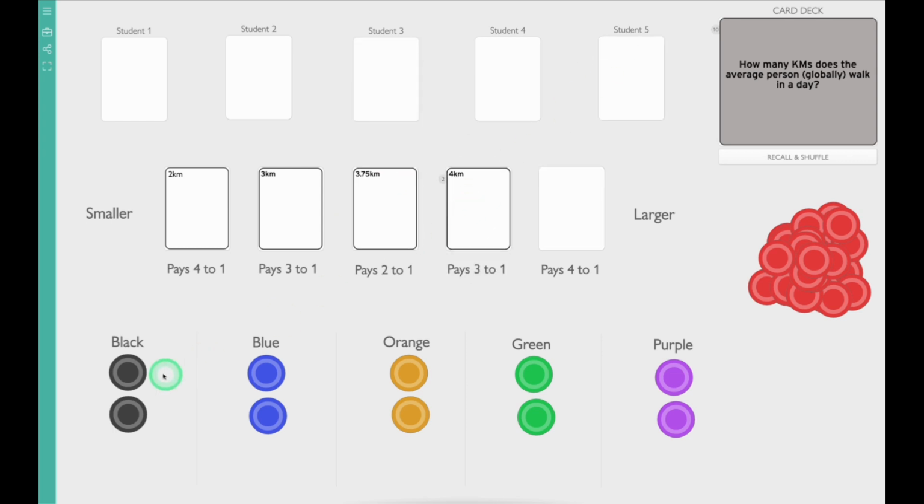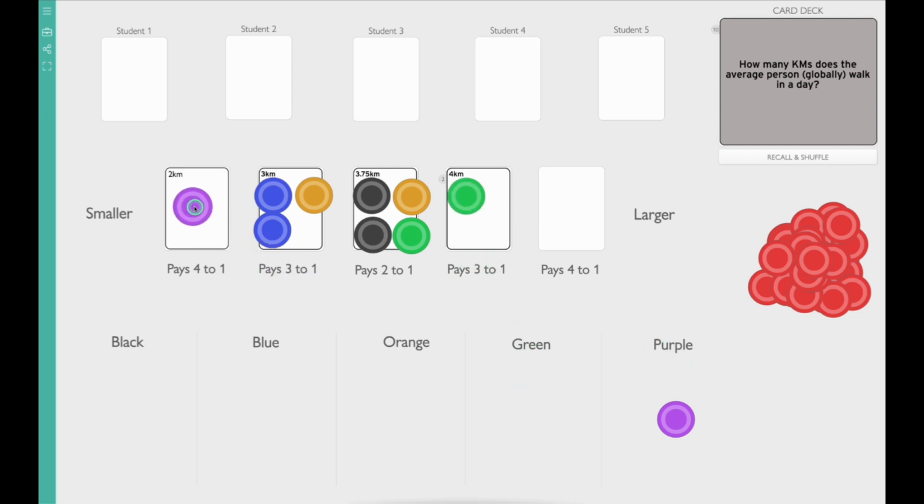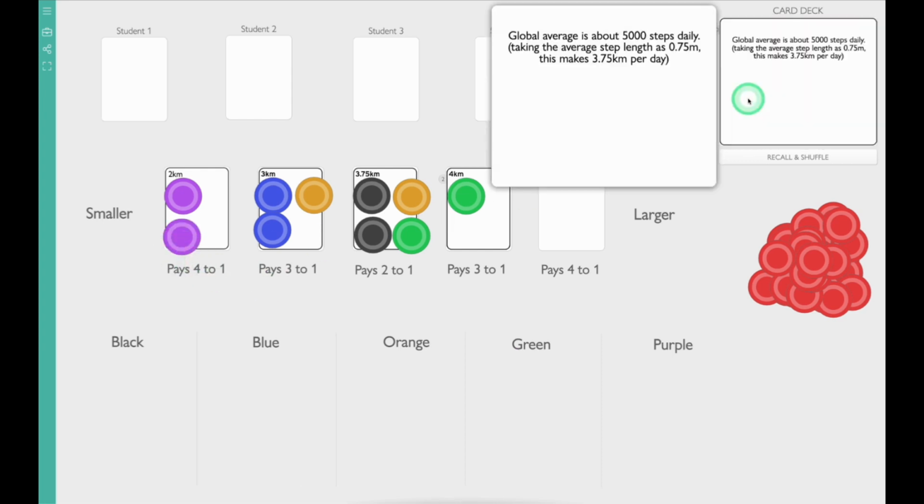Student 1 places both of their black tokens on the 3.75 kilometer answer card. Student 2 places both of their blue tokens on the 3 kilometer answer card. Student 3 places one of their orange tokens on the 3 kilometer answer card and one on the 3.75 kilometer answer card. Student 4 places one of their green tokens on the 3.75 kilometer answer card and one on the 4 kilometer answer card. And student 5 places both of their purple tokens on the 2 kilometer answer card. After the students are finished placing their tokens, reveal the correct answer by clicking on the question card. As we can see, the correct answer was 3.75 kilometers.